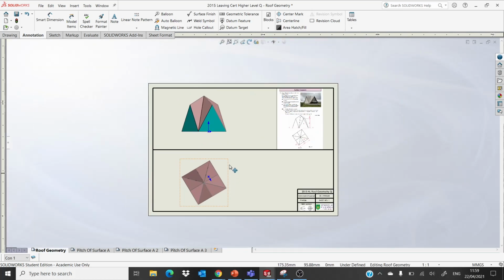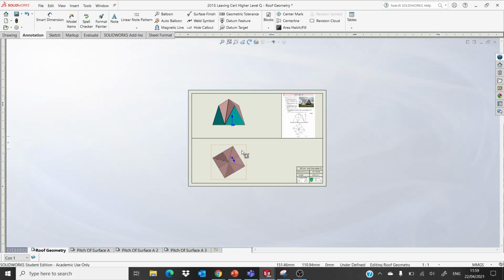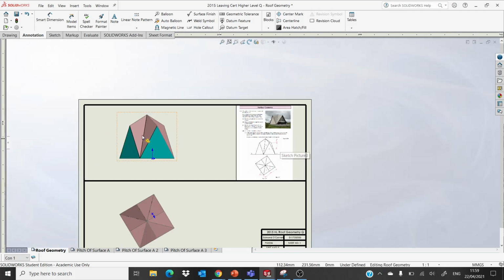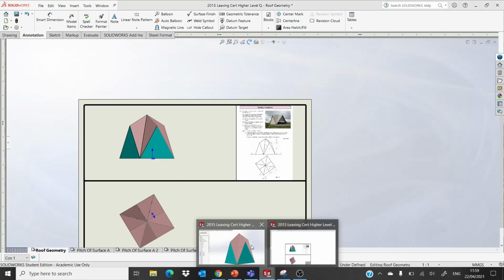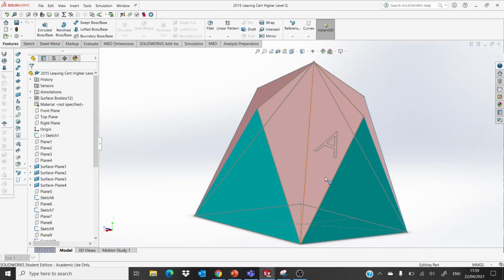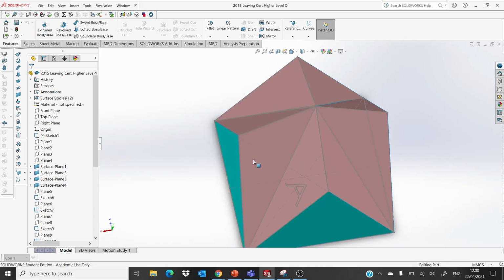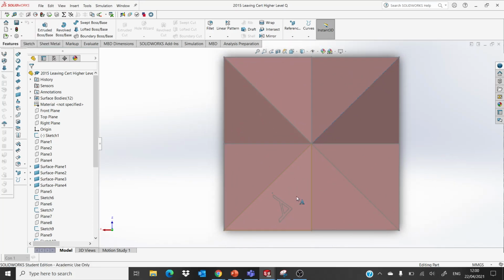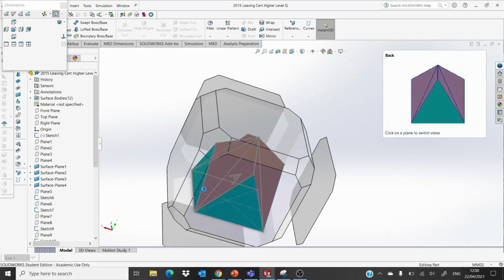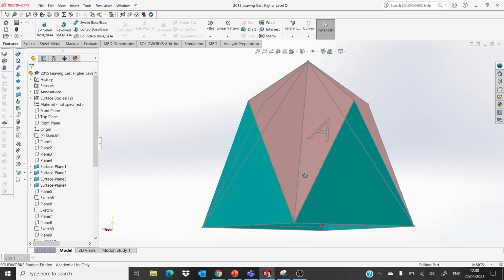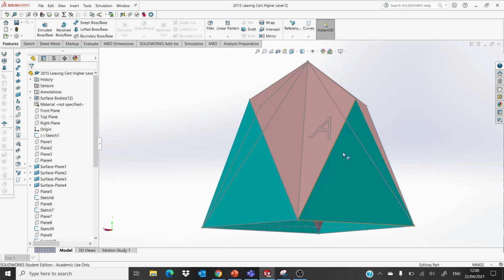Here I've got my question redrawn. I've got my plan rotated, and I've got my elevation projected up. So we can see surface A is going to be here. I've also made a 3D model to help students visualize what we're looking at. Looking at the plan, we can see surface A is here. In elevation, it's going to be at an angle like this, so we're looking in directly and we'll see surface A directly.